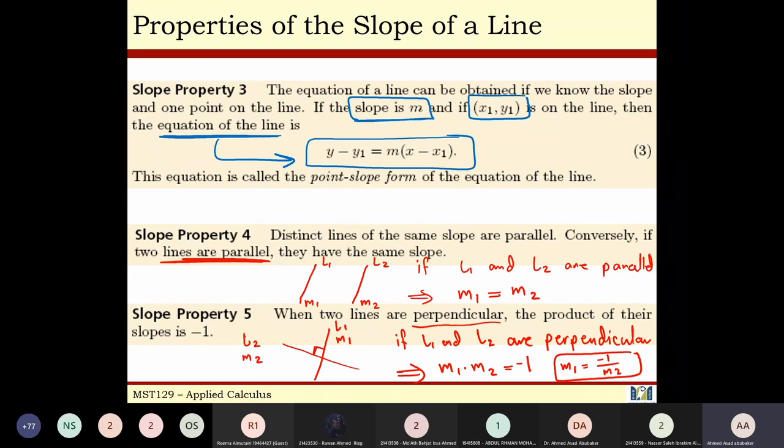Okay. For example, if m2 equals 2, so m1 equals what? -1 over 2. Okay. The product must be equal to -1.